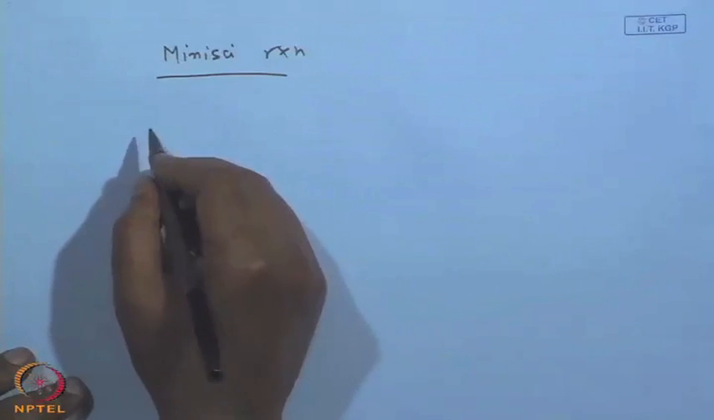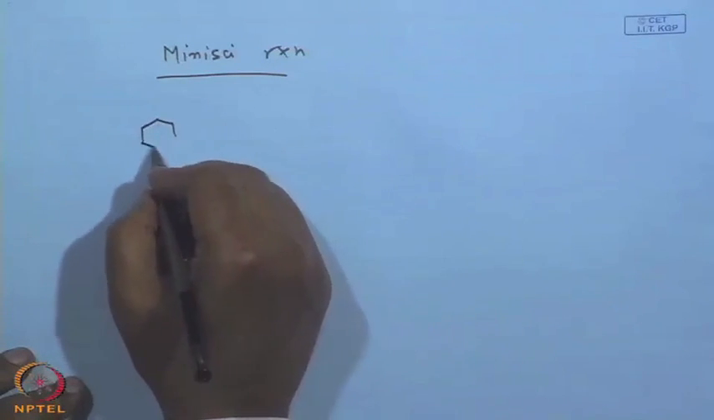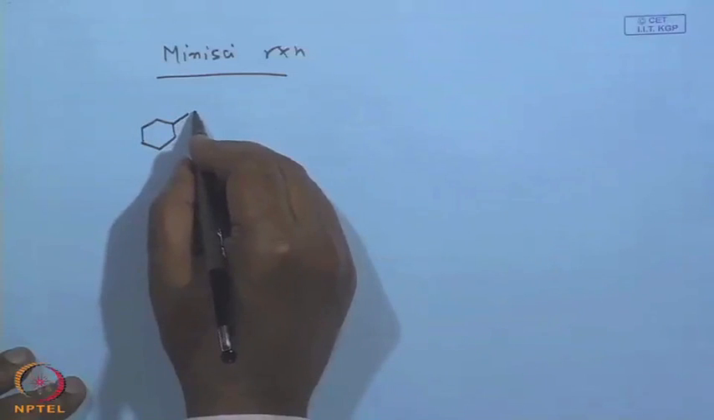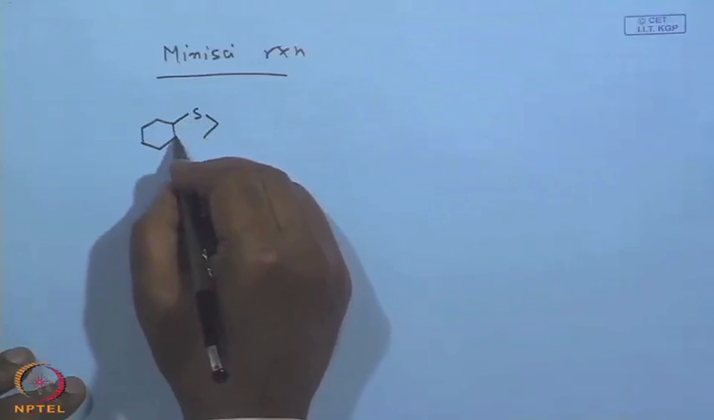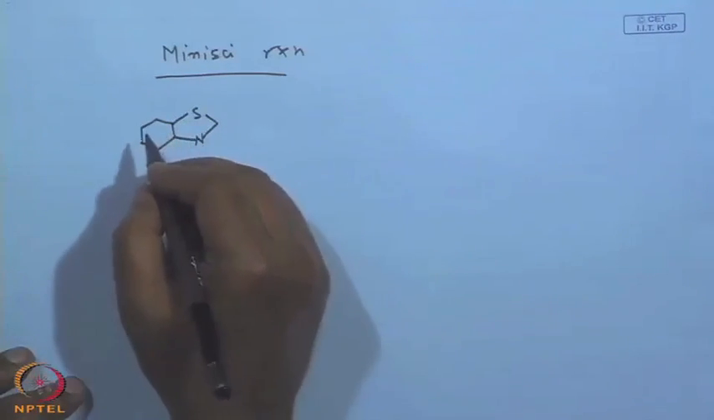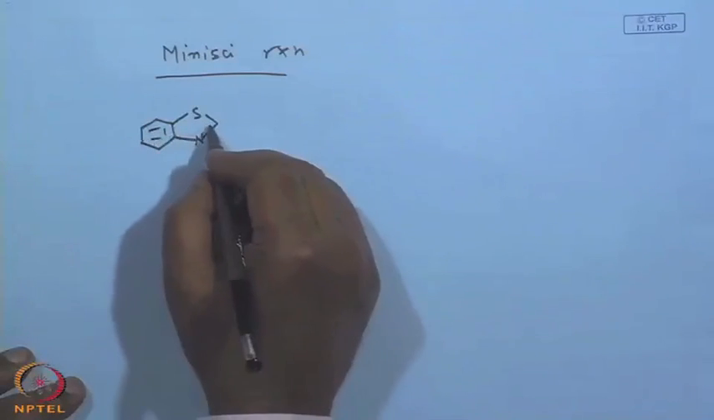Minisci reaction, what is it? Basically, it produces the carbon radical. Let me just give you an example which is quite striking though. Let us say you have a compound called benzimidazole, not, sorry, benzthiazole. Imidazole will have two nitrogens, benzimidazole.